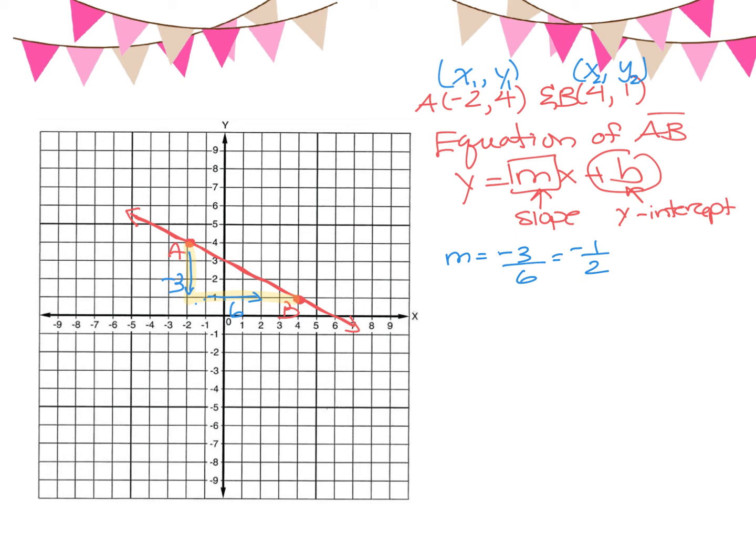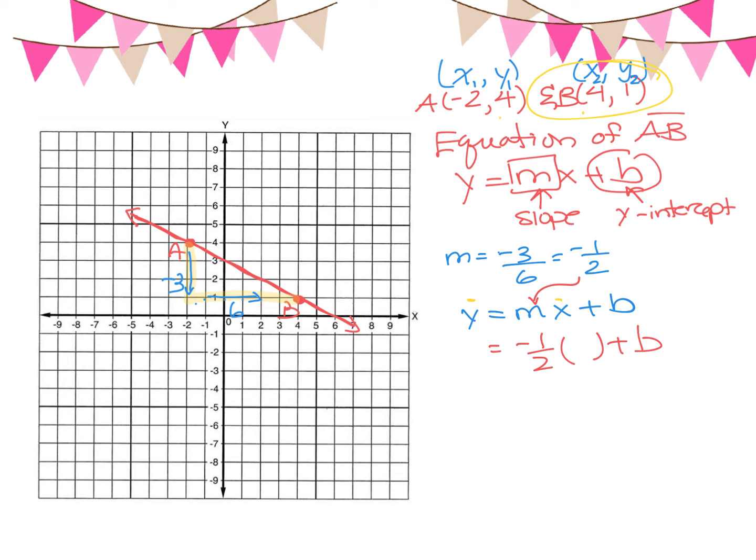So how do we do that? We want to plug into the equation y equals mx plus b. Here I already know my slope, so I'm going to put it right here, -1/2. I'm looking for b, so I leave b alone. Now we're going to substitute in for your y and your x. I'm going to pick one of these 2 points, the easier one. So I'm going to pick B, which is (4, 1).